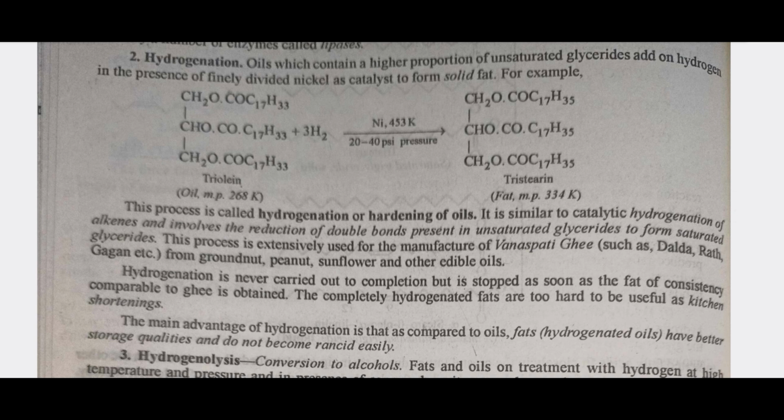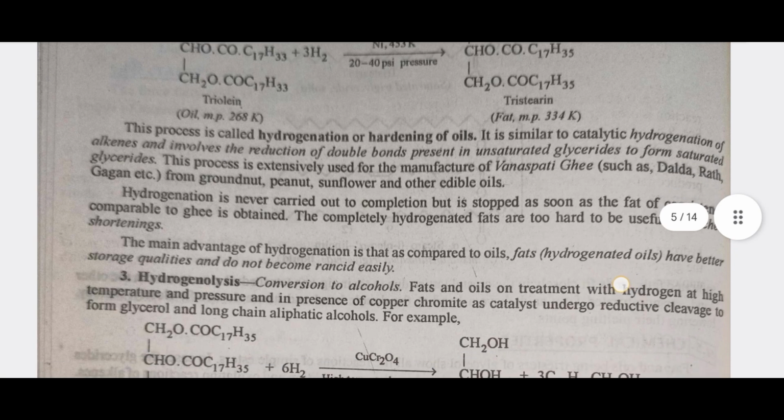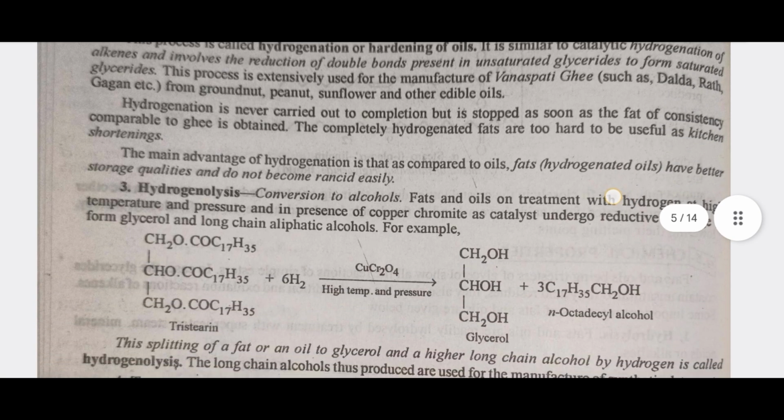It is similar to catalytic hydrogenation of alkenes and involves the reduction of double bonds present in unsaturated glycerides to form saturated glycerides. This process is extensively used for the manufacture of vanaspati ghee from groundnut, peanut, sunflower, and other edible oils. Hydrogenation is never carried out to completion but is stopped as soon as a fat of consistency comparable to ghee is obtained. The completely hydrogenated fats are too hard to be useful as kitchen shortenings.